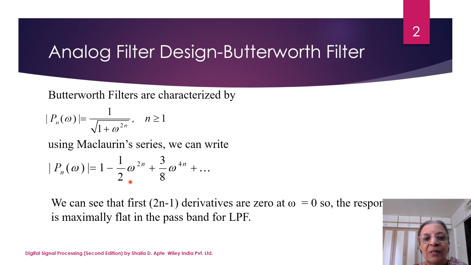Using this expansion, we can see that the first 2n minus 1 derivatives will be 0 at omega equal to 0, because the first derivative will be minus half into 2n into omega raised to 2n minus 1. If we differentiate again, we get omega raised to 2n minus 2, and so on. So the first 2n minus 1 derivatives result in a value equal to 0 for omega equal to 0. We can conclude that the response of the filter is maximally flat in the passband. That means in the passband you will have the absolute maximum response, equal to 1 for the complete passband.